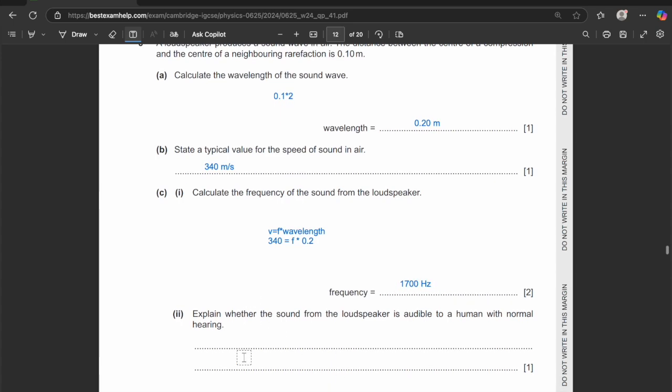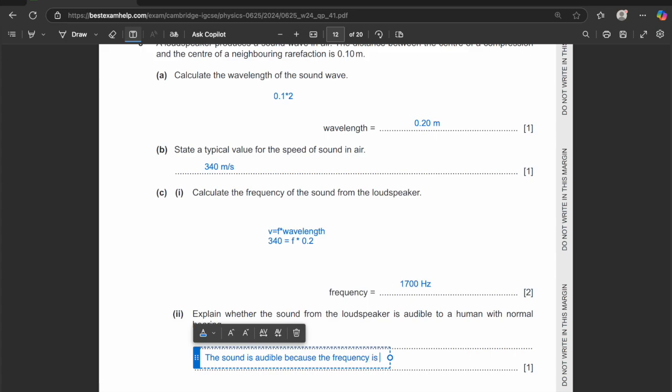So explain whether the sound from the loudspeaker is audible to a human with normal hearing. So the human hearing range is between 20 hertz and 20,000 hertz, and 1700 will fall between them. So yes, the sound is audible because the frequency is within the human hearing range.